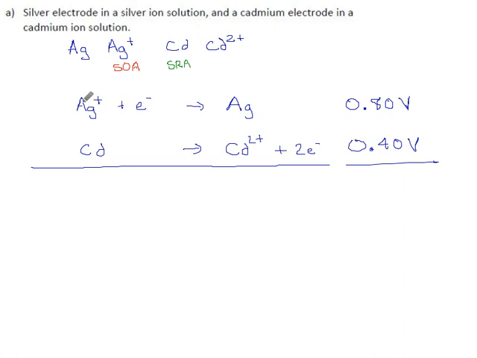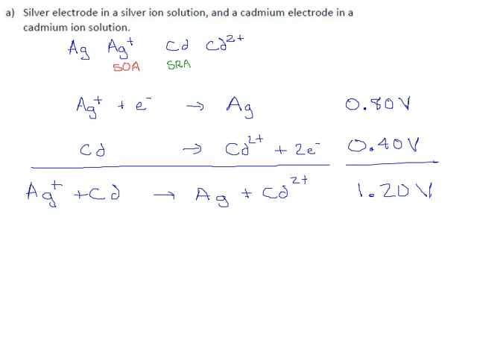What happens now is if we're adding these two reactions together, we add their voltages together. So for the cell where you have silver ions and cadmium turning into silver metal and cadmium ions, the overall voltage will be 1.20 volts. That's how strong of a battery a silver cadmium cell would be.